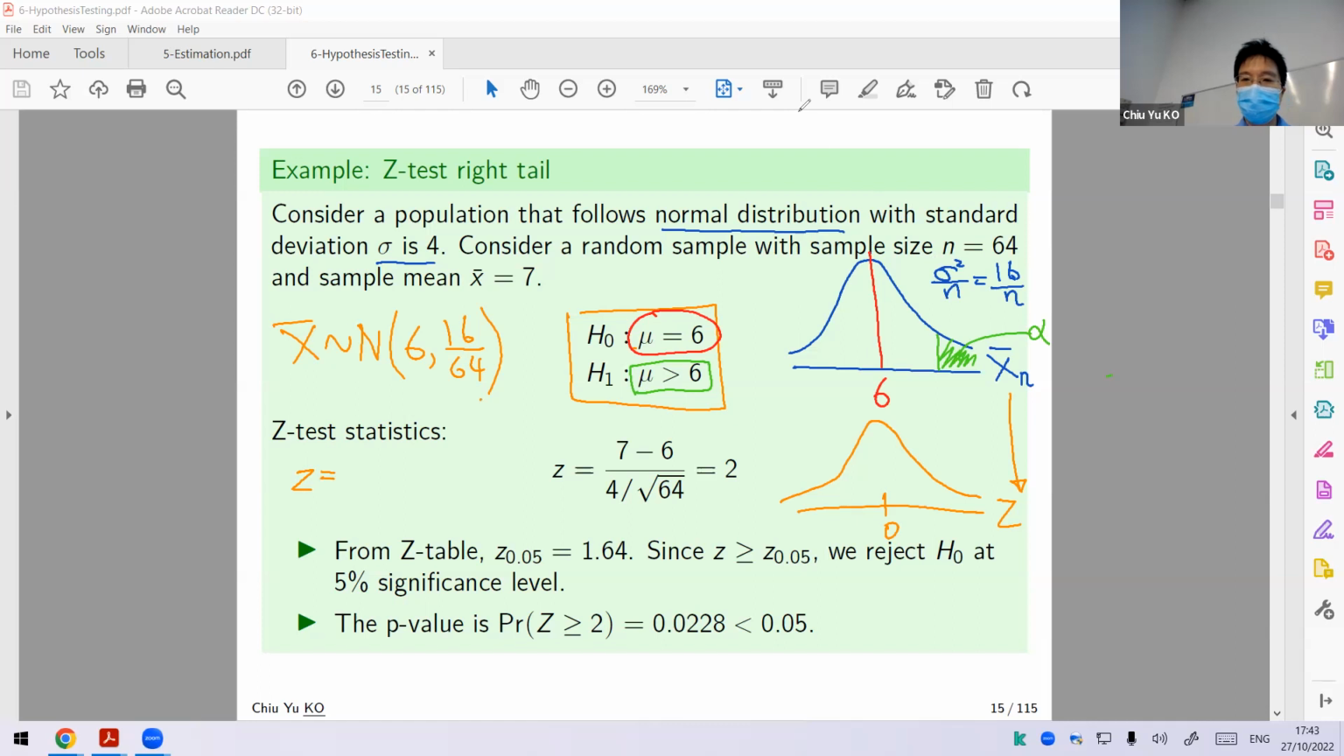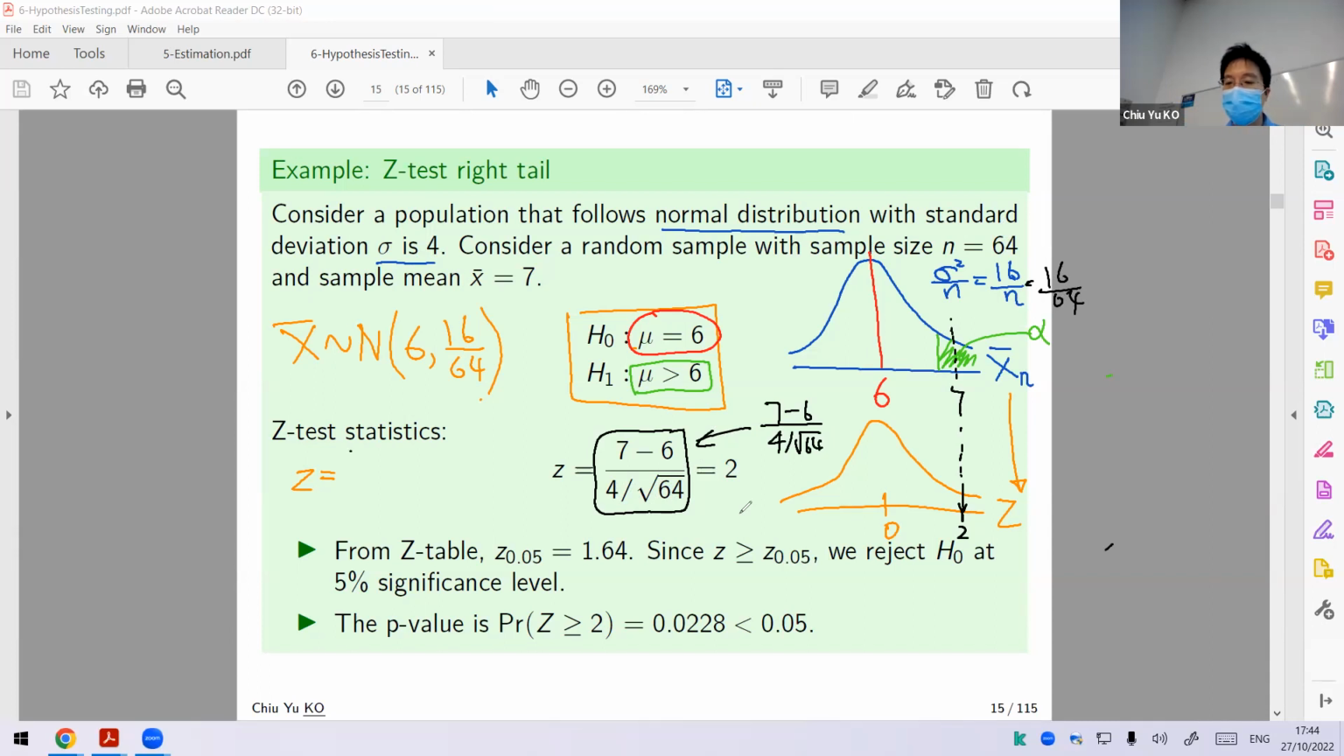Now we have 7 here. I think 7 is like here, and I want to transform it to Z. What's the number here? How can I transform this? According to this formula, you subtract the mean over the SD, which is the square root of 16 over 64, which is 1 over 2. So this is 7 minus 6 over 4 over root 64. So this is what we have here. It is 2, okay? Is that clear where you get 2?